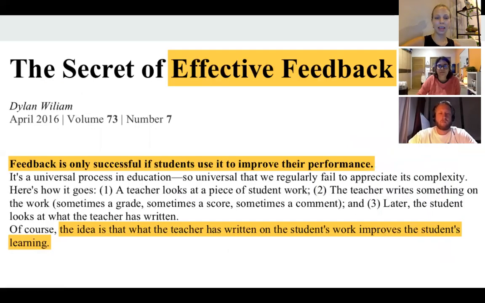We have chosen an article called The Secret of Effective Feedback to help us demonstrate how to use reciprocal teaching with you. And by looking at this excerpt from the very beginning of The Secret of Effective Feedback, a student may make a prediction that educators will find examples for how to effectively give feedback to their students.